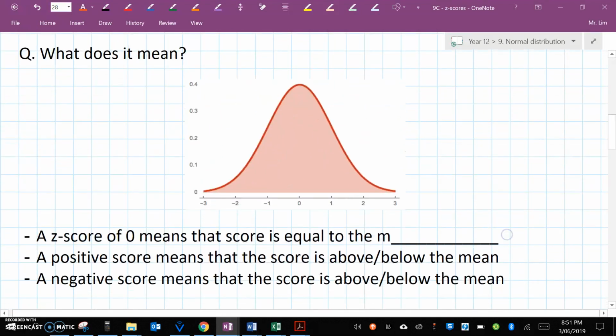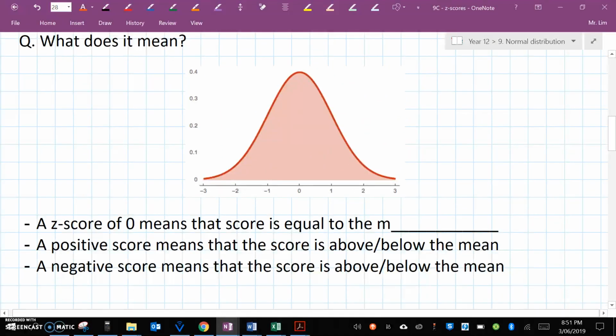So what does it mean? A z-score of 0 means that the score is equal to the mean. Okay, so a z-score of 0 means you have a score that's equal to the mean. So let's say, for example, that the mean or the average for a test was 68. That means if you got a z-score of 0, that means you got a score of 68.